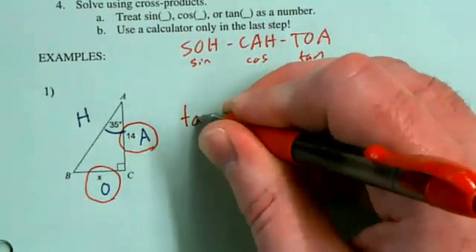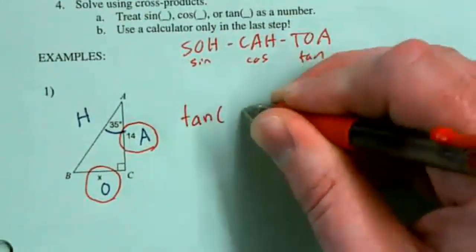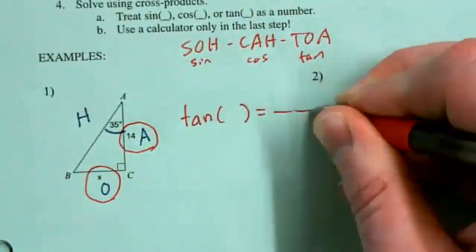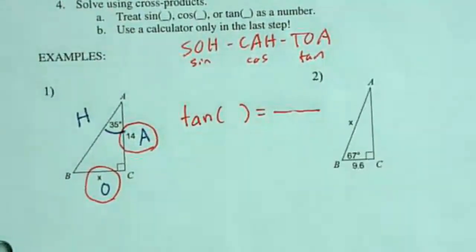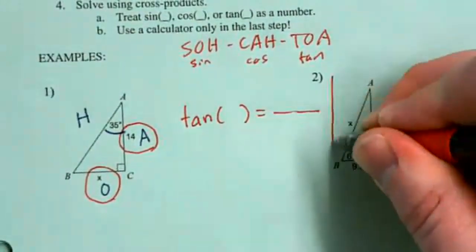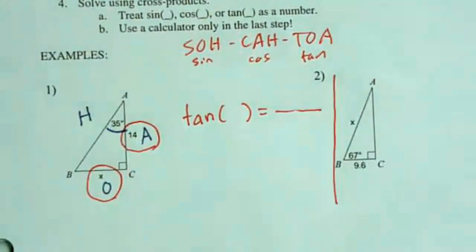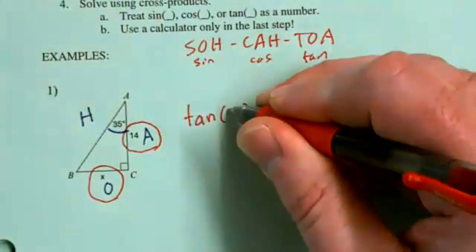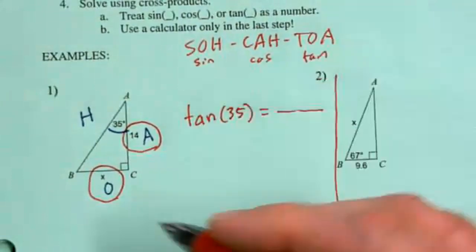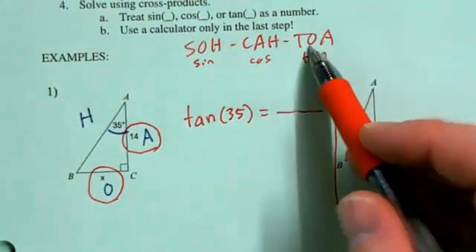And I would love for you right now to write me a tangent equation that has 35 and 14 and X in it. And just make sure you double check with that 14 and X, you don't flip them around. Opposite over adjacent.